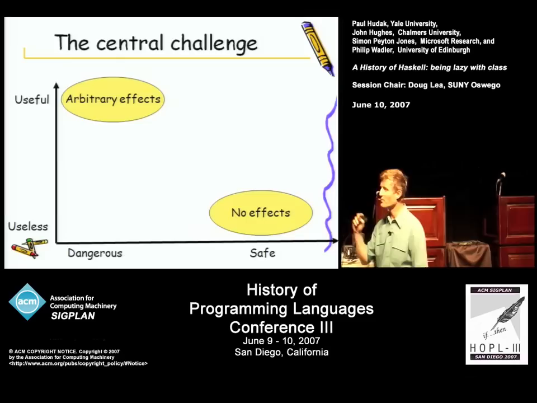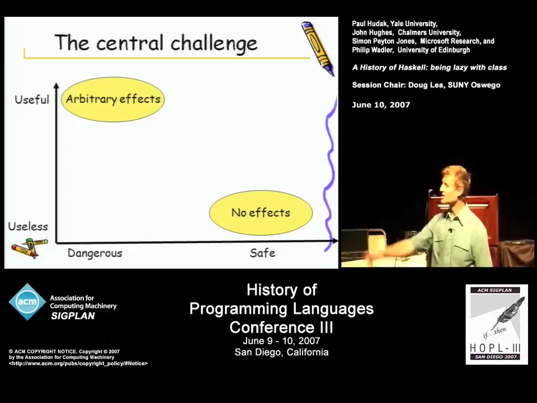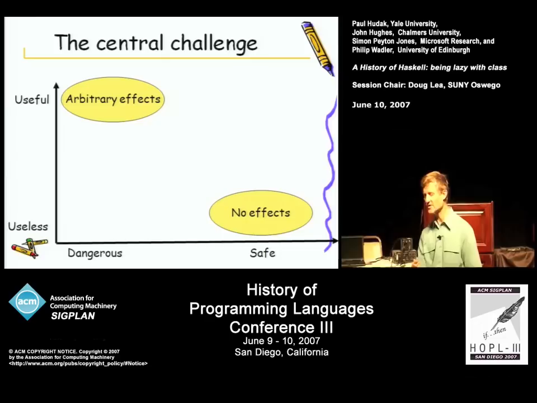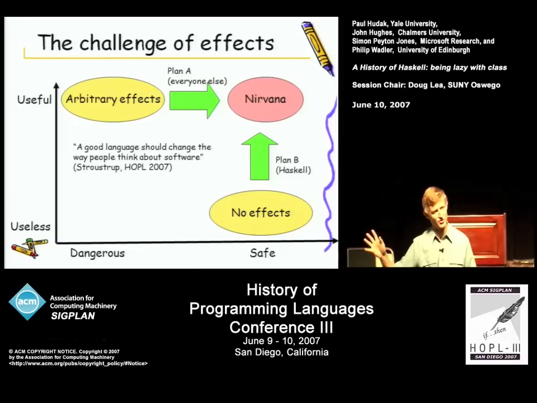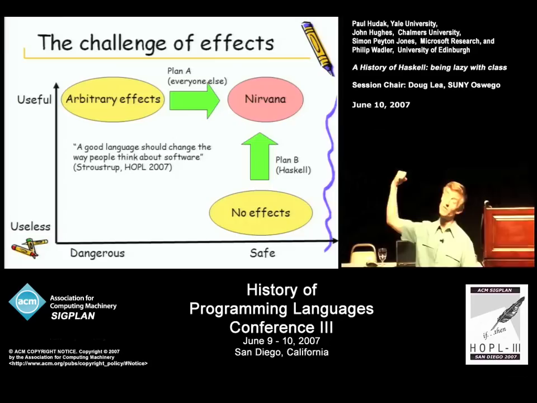Here's my big picture for what's happening in the world of programming. On the one hand, there are languages that are useful but dangerous, and they have arbitrary effects. So think C, up in the top left-hand corner. Down in the bottom right-hand corner, you have lambda calculus. Completely safe, but useless, because all you can do is reduce lambda terms and you get another lambda term. It hasn't written anything to disk or done database access. So what do we want to do? Well, we want to move towards a place where we have useful languages that at least are somewhat safe. So the Haskell guys are moving from the no effects world upwards, and everybody else is moving from the arbitrary effects world towards this nirvana.